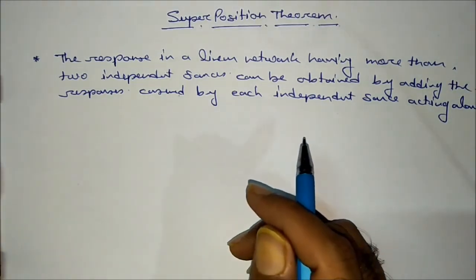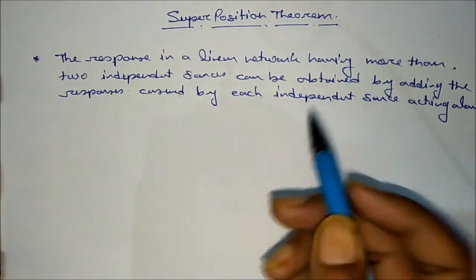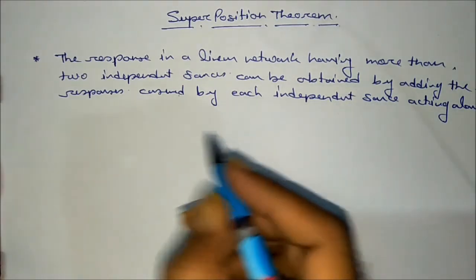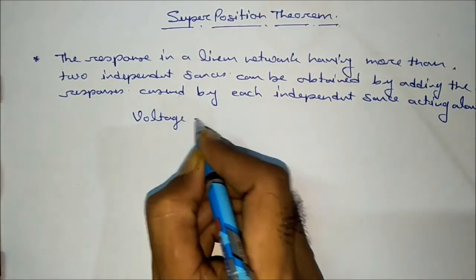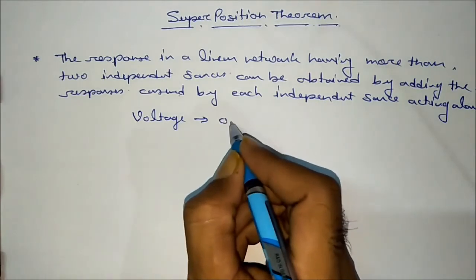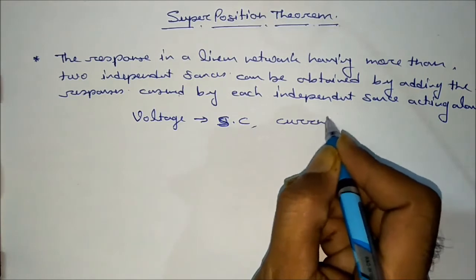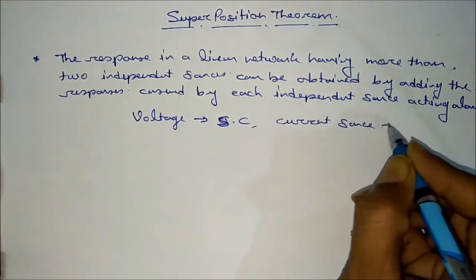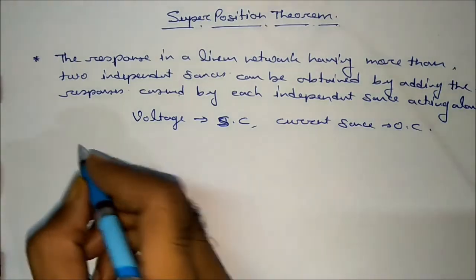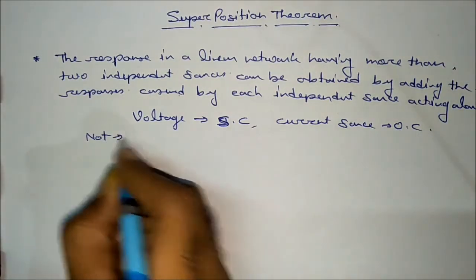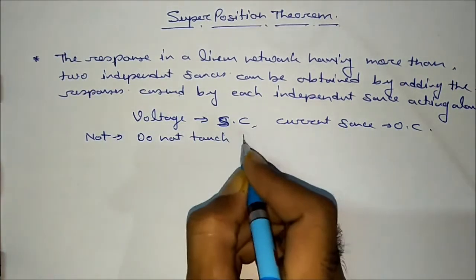Okay, but while doing this, when one independent source is acting, the other independent sources are deactivated: the voltage source is short circuited and the current source is open circuited. But note, do not touch dependent sources.